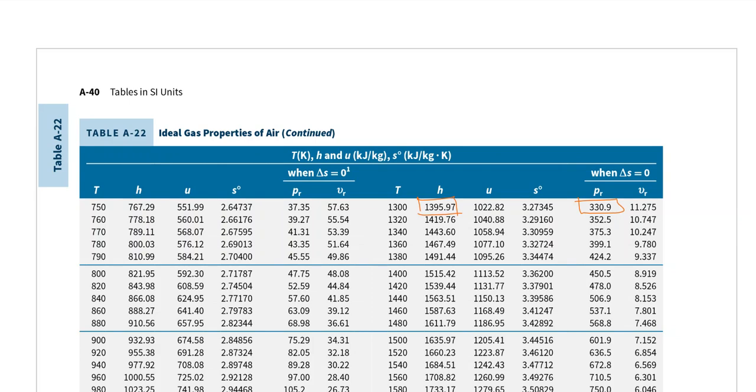Sorry, I think that's a 1400. So at 1400, we have got the temperature 1400, we have got the enthalpy as 15.42 and the pressure ratio as 450.5. So now we have got the pressure ratio as well, and we have got the enthalpy as well. So at state number 3, we have got the enthalpy and entropy and the pressure ratio.